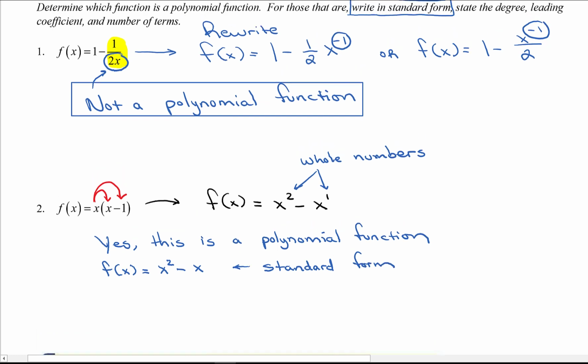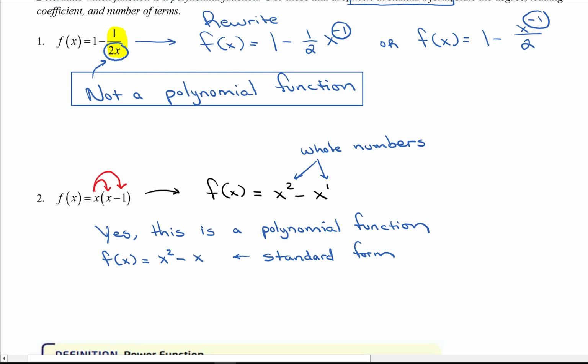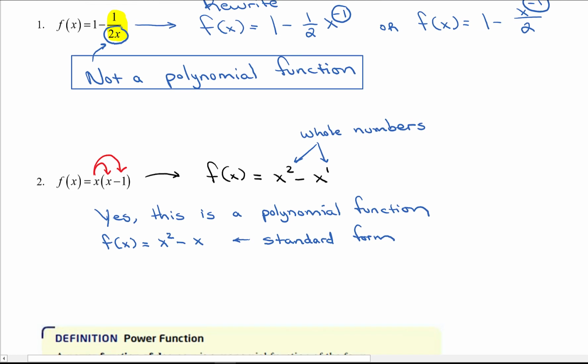And then it said state the degree, leading coefficient, and the number of terms. So I can tell by looking at the highest power that the degree of this is going to be 2. So I'm going to go ahead and write that down. The degree is equal to 2, or we could say it's a second degree polynomial function.